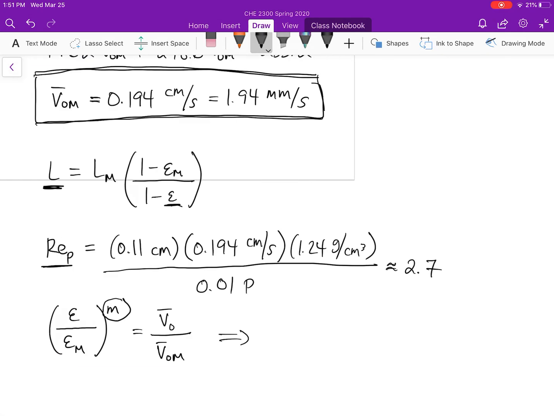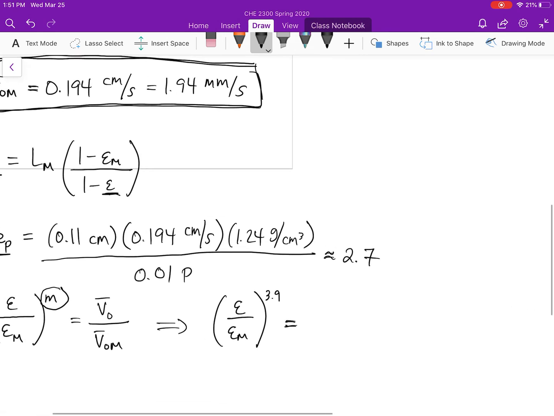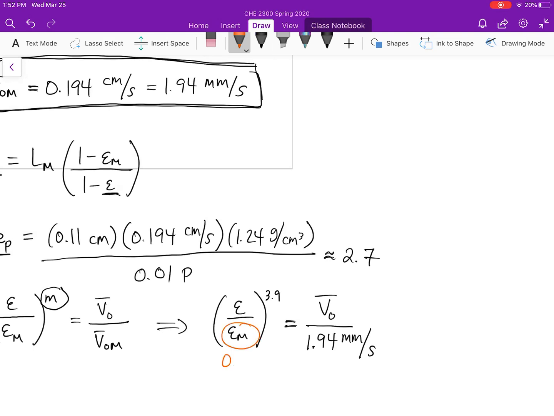So let's go back to our problem. This equation now becomes epsilon divided by epsilon sub m raised to the 3.9 power, and all of that is equal to this velocity that we're trying to solve for divided by our minimum fluidization velocity, which we'll just write in terms of millimeters per second here, so 1.94 millimeters per second. Okay, so in this equation, I know this. This is 0.4. I'm given that. However, I do not know this term, and I do not know that term.